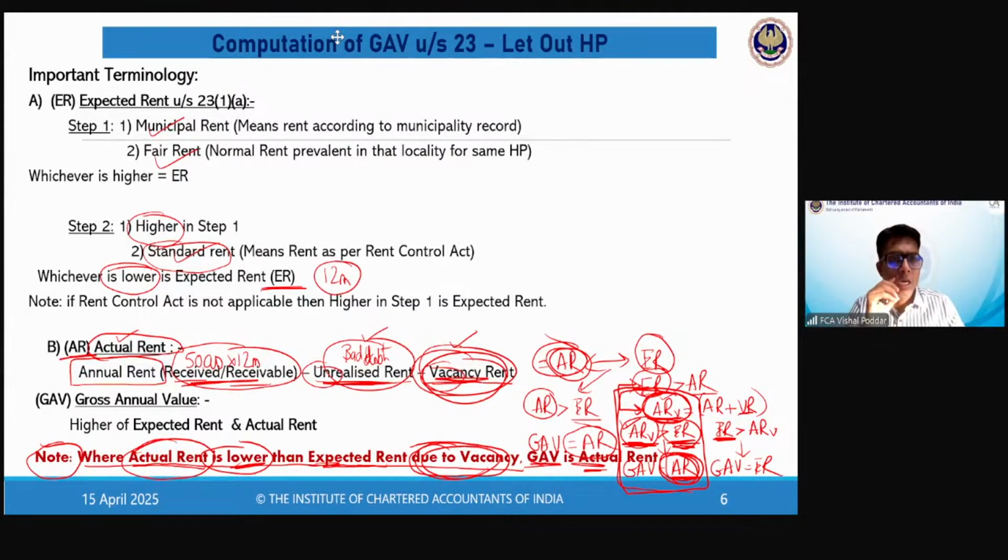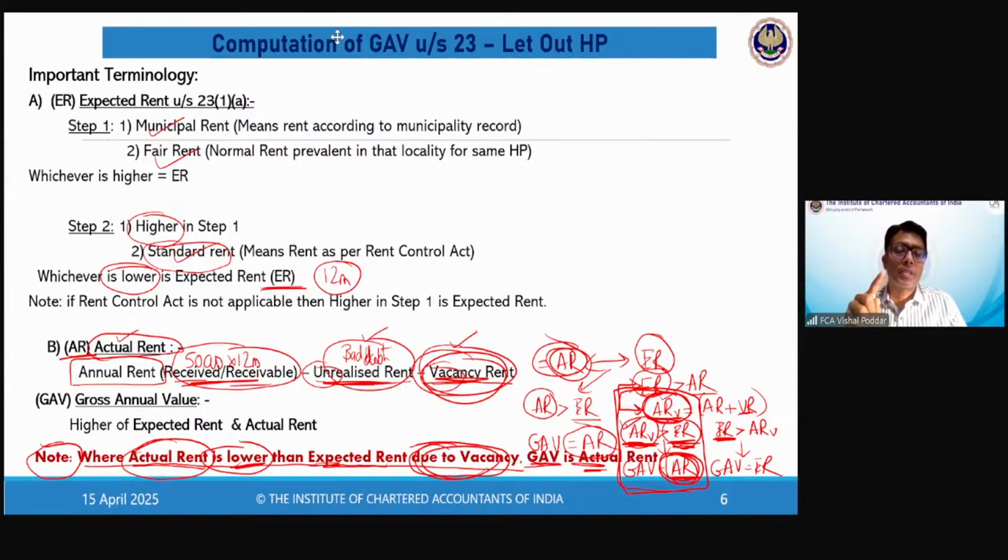Priyanshi is saying if ER is less than AR, AR is GAV. If AR is greater than ER, then we will consider AR plus VR. Yes, beta, I think you had mentioned this in the previous class also. Perfect. Pragya is saying, sir, but what if AR is lower than ER not because of vacancy, but also because of unrealized rent? Exactly, Pragya. That is where the second scenario comes, that ER is still greater than ARV. It means your AR was not lower only because of vacancy, it became lower also because of unrealized rent. In that case, Pragya, your GAV is now ER.